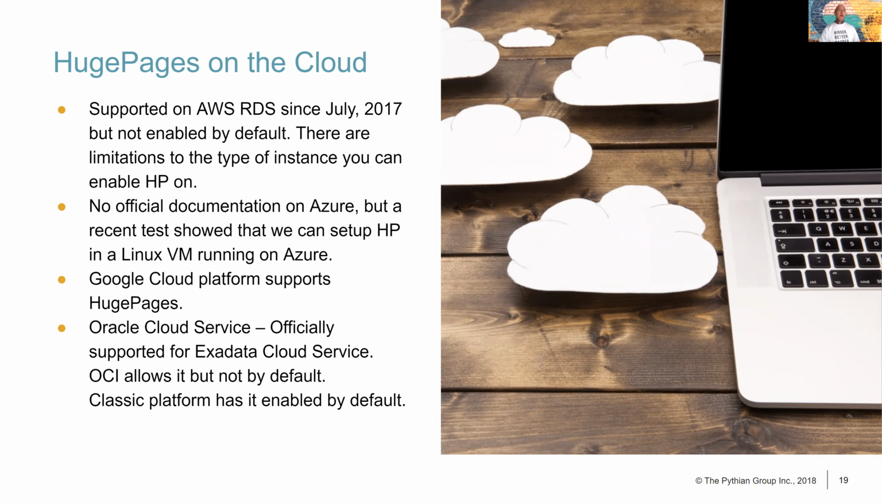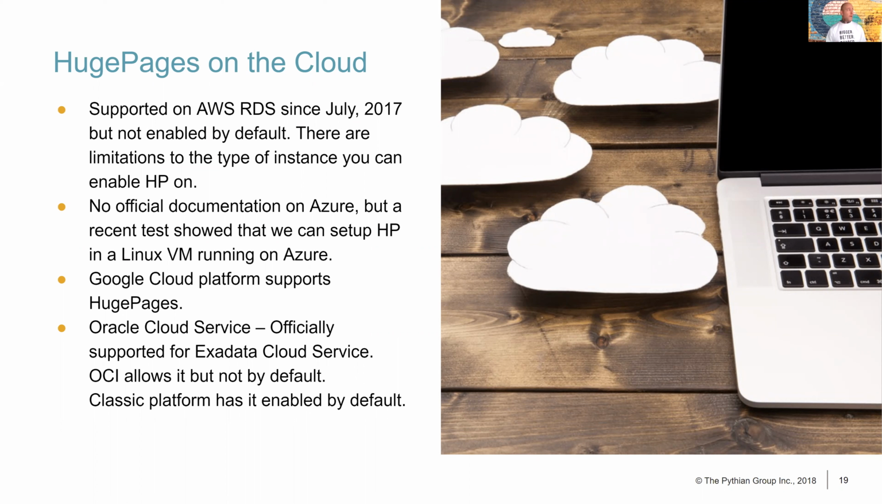HugePages in AWS RDS are available and supported since 2017, but they were not enabled when I ran this test. They were not enabled by default, which probably is still the same. And there are limitations to the type of instance you can enable HugePages on. Obviously, because if you get a small instance with not much memory, and depending on if it's shared or whatever, HugePages may not be a thing.